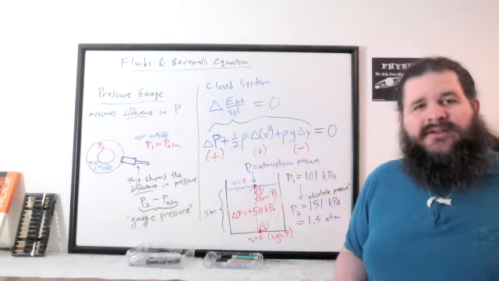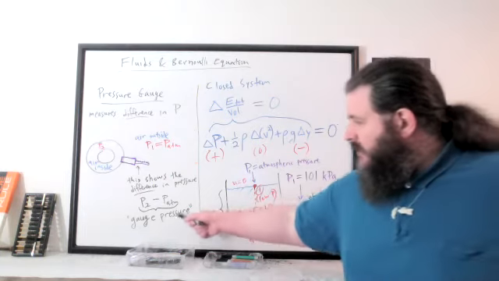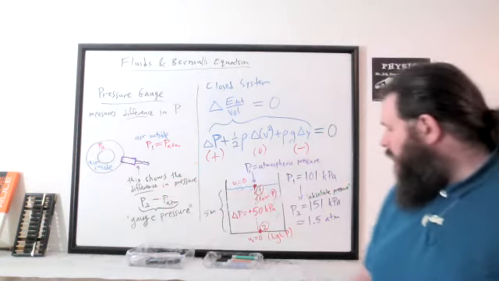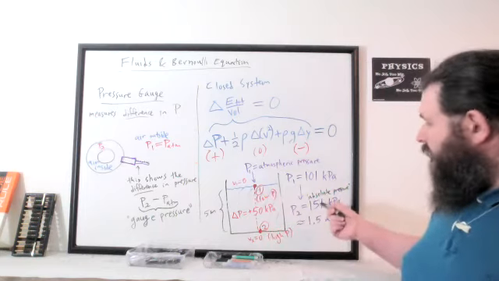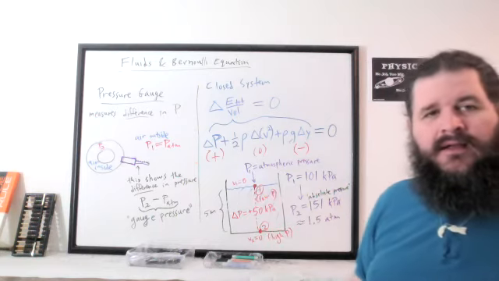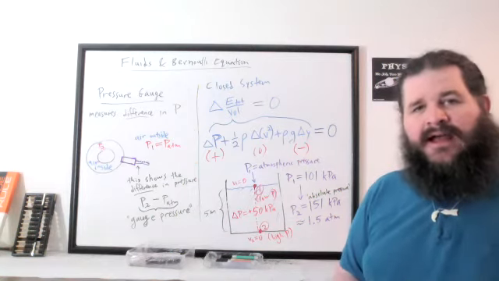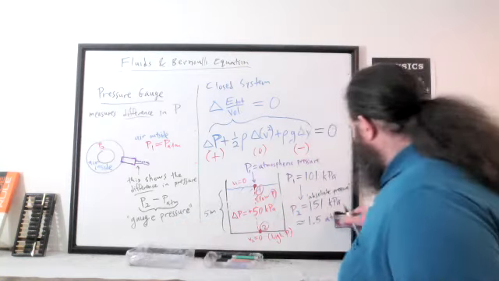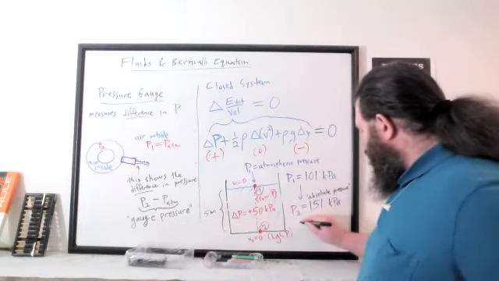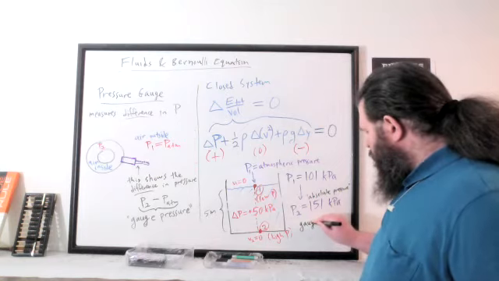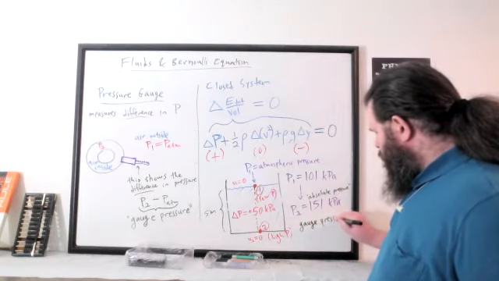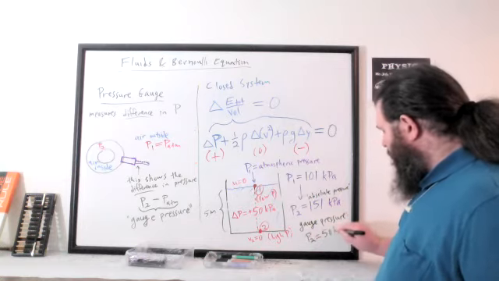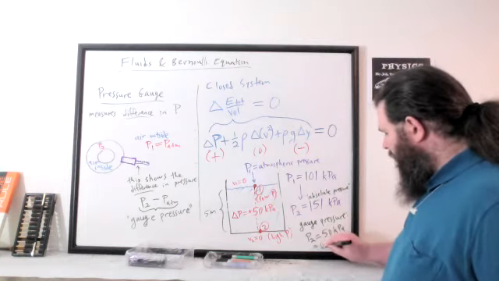Yeah, the gauge pressure would be 50 kilopascals, because gauge pressure means the difference between the actual absolute pressure versus the atmospheric pressure. This location has an absolute pressure of 151 kilopascals, but its gauge pressure is just how much above and beyond 1 atmosphere it is. And so that would be 50 kilopascals. The gauge pressure at P2 would be 50 kilopascals, or half an atmosphere.